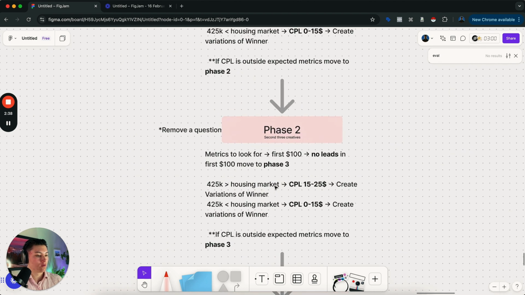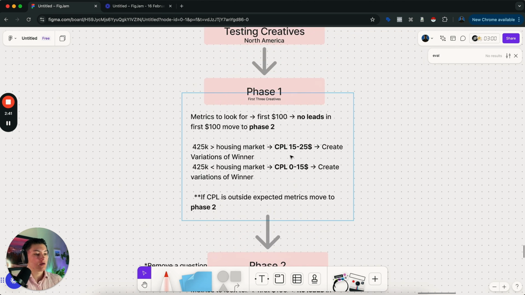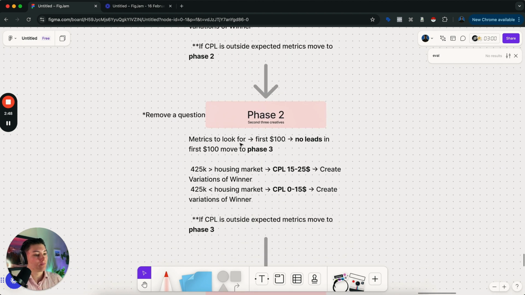The next thing we do is move to phase two. So let's say it's outside of range, let's say it's $27, or there are no leads in the first $100. We then move to phase two. What we're going to do is remove a question. In our Facebook form, we ask, when are you thinking of selling? How soon are you looking to sell? How many months? Are you a homeowner? We remove a question. I usually like to sit in and around the 2 to 3 question mark. I think that's the sweet spot for getting the volume but also the quality. So we're going to remove a question in phase two.